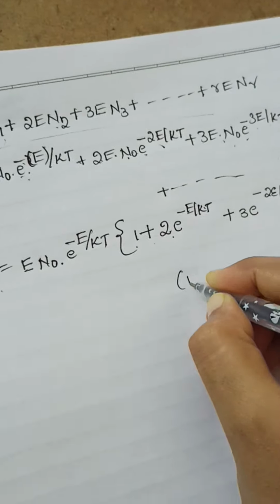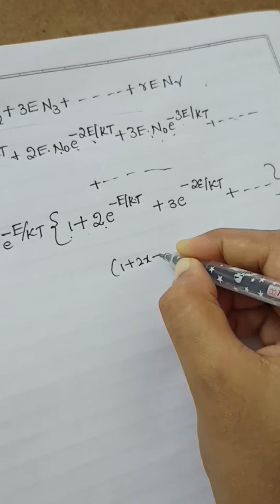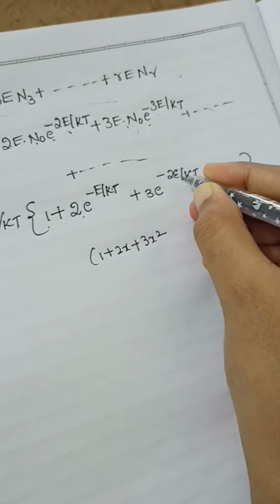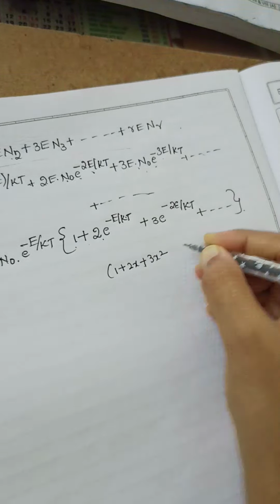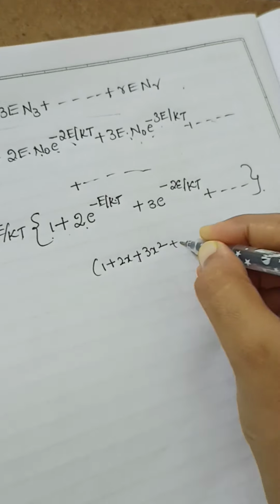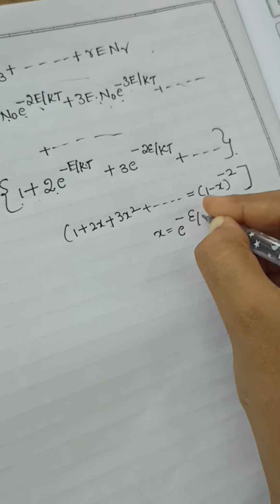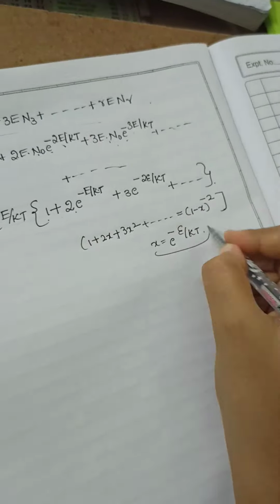Now see here, this is in the form of 1 plus 2x plus 3 into x square, where x is e to the power of minus ε by kT. 1 plus 2x plus 3x square plus up to so on, the value is what? 1 minus x whole to the power of minus 2. Here x value is what? E to the power of minus ε by kT.